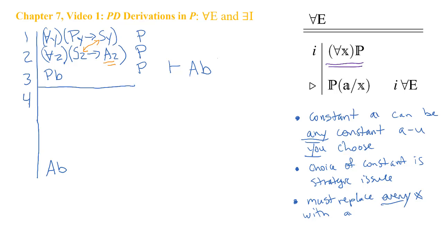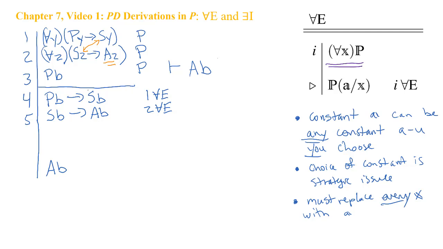We can rip the quantifier off of line 1, and since b is the ultimate constant we want, that's probably a good choice, and we get Pb arrow Sb. Now we can rip the quantifier off of line 2 and use b again to replace the z's. We get Sb, then Ab. Each of those is a universal elimination. The first one from line 1, the second one from line 2.